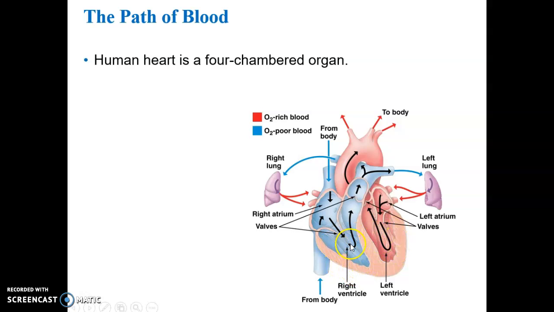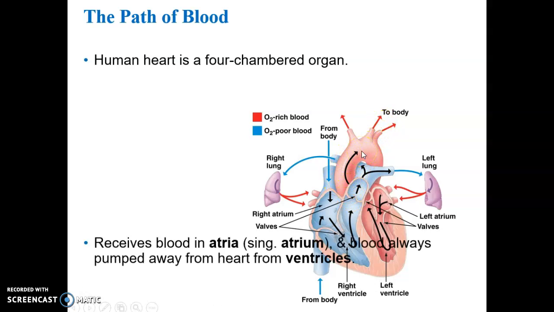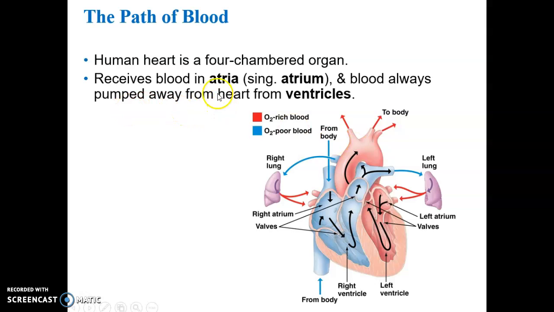When the ventricles contract, they send blood either into the pulmonary circuit. The blood here is color-coded blue, meaning oxygen poor. Or the blood is pumped into the systemic circuit. Okay, color-coded red to indicate oxygen-rich. So the blood is received into the atria, singular is atrium, and then blood is always pumped out or ejected away from the heart by contraction of the ventricles. Again, either into the pulmonary circuit or into the systemic circuit.